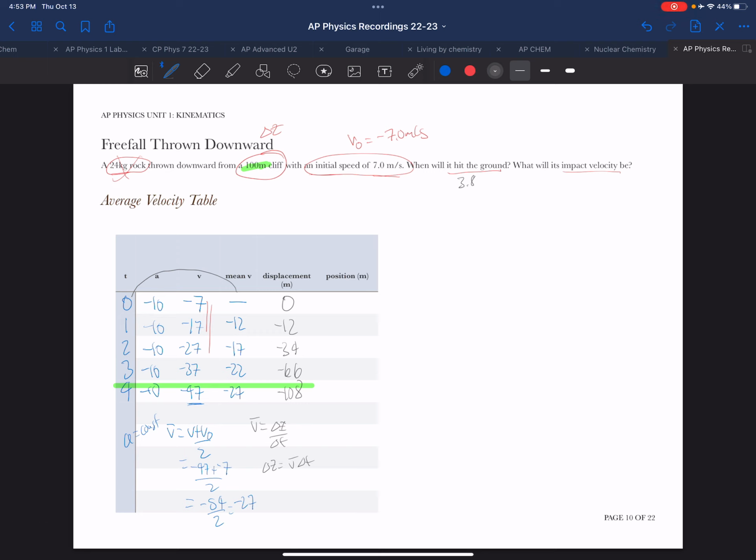So the velocity would be 3.8 or 3.9 seconds. Now, what would the velocity be? Well, it's going to be very close to 47. So we might say the average velocity is about minus 45 meters per second, a little bit less than the 47. Interestingly enough, it looks like it's a similar average velocity, or the impact velocity would be similar to the other. All right, so that's how we would do this with an average velocity table.